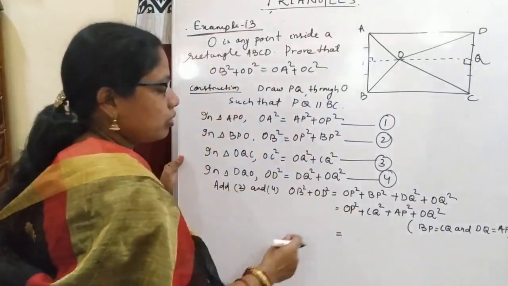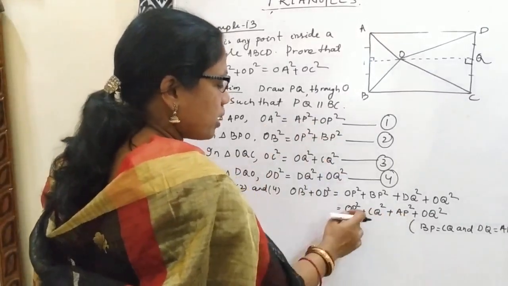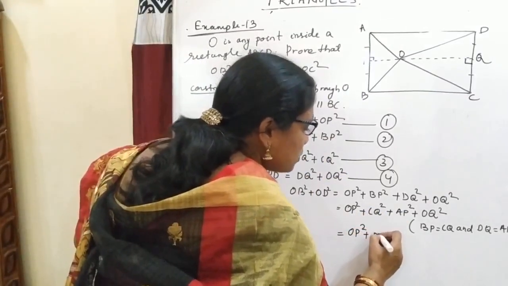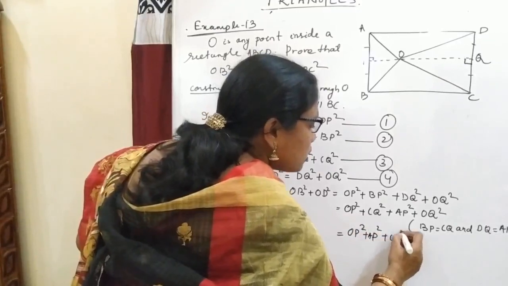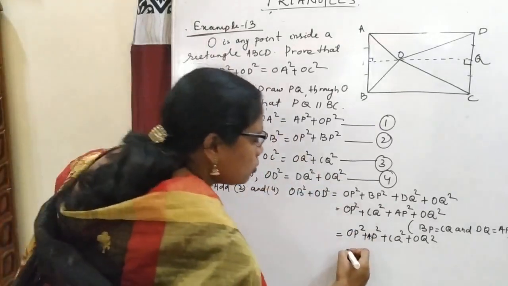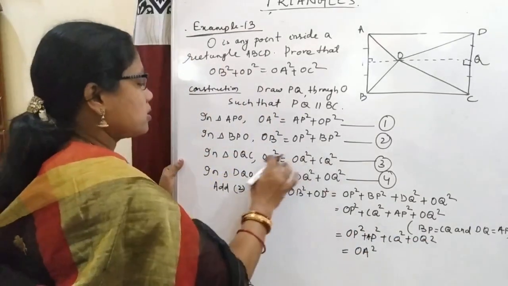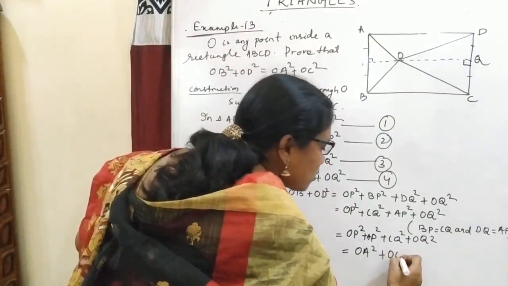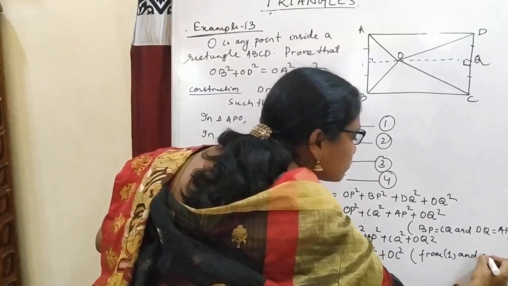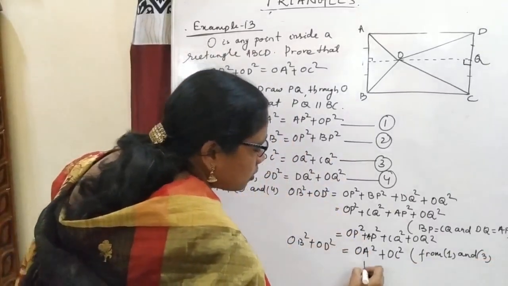So this is equal to, from equation 1, AP square plus OP square. We can write it in another way: OP square plus AP square plus CQ square plus OQ square. So OP square plus AP square is equal to OA square, and CQ square plus OQ square is equal to OC square. So from 1 and 3, this is equal to OA square plus OC square, so OB square plus OD square is equal to OA square plus OC square. So proved.